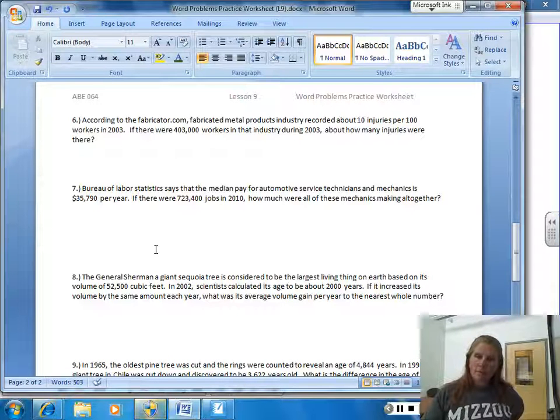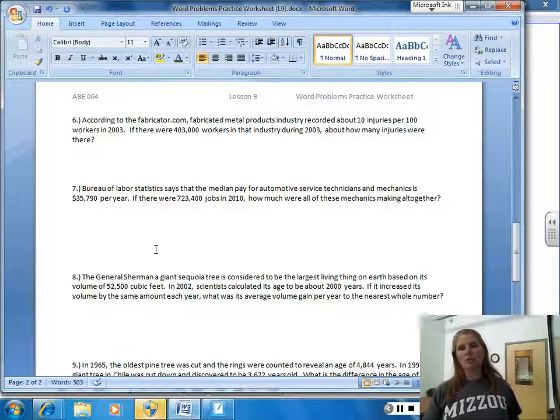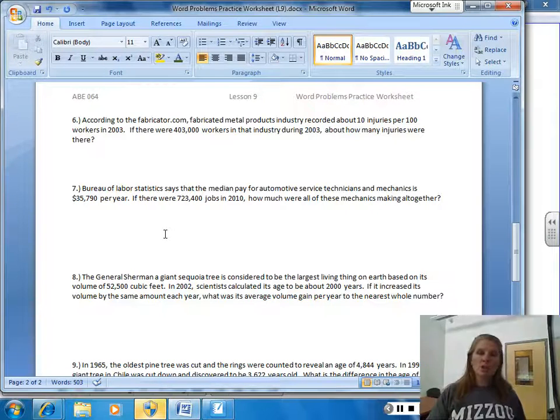Okay, hopefully you've had time to think about that. There were automotive service technicians and mechanics, $35,790 per year. If there were 723,400 jobs in 2010, how much were all of these mechanics making altogether? Now, altogether is a little tricky word because it could mean two different operations.